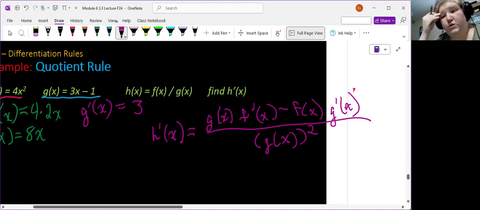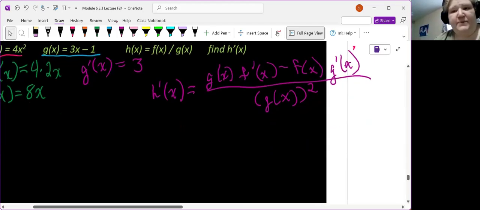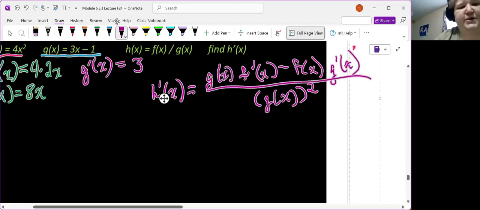Now, when we do quotient rule, we very rarely are going to simplify these. It is generally just a do the dance, put the things in the spots, and done. Sometimes we'll have to work it out more, but most of the time we just don't bother.